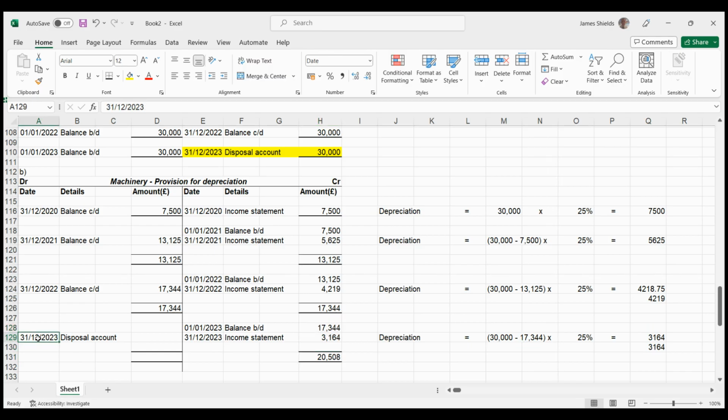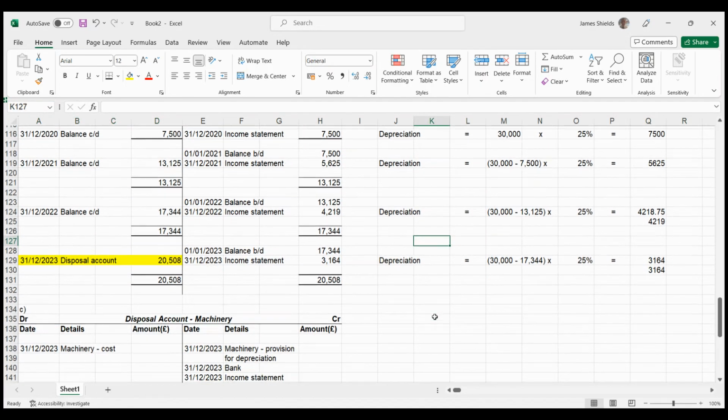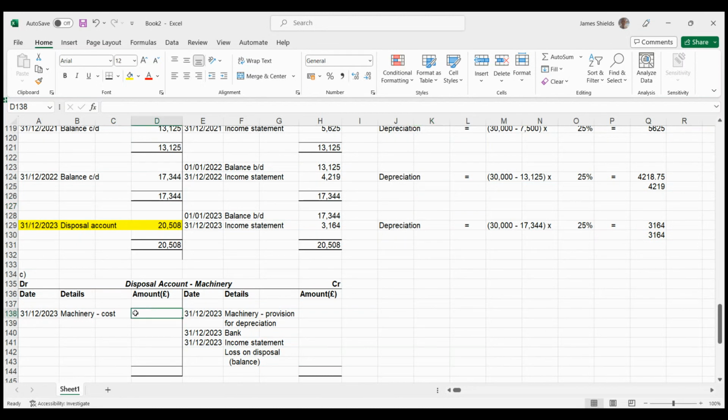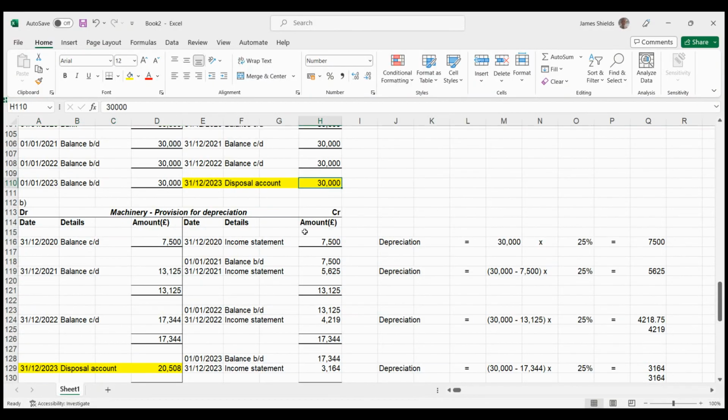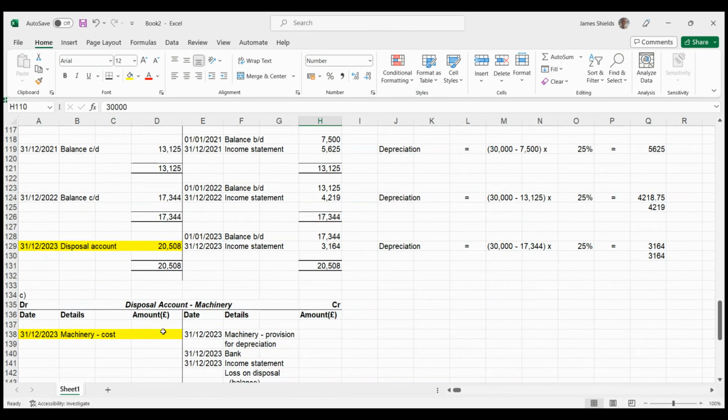Now, on the 31st December, we do not carry it down because we dispose of it. So that amount of £20,508 goes to our disposal account. So my total there is also 20,508. Again, let me highlight that bit for you in yellow, because we're going to use that in a second. We're now going to go to our disposal account for machinery. So for machinery cost, we worked that out earlier on, that was the first yellow one. The cost was £30,000, so we no longer have that. So that's £30,000 there.